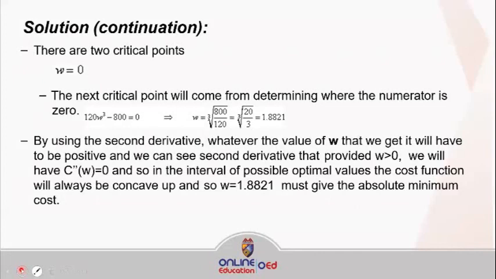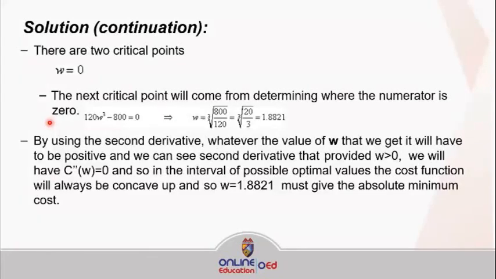And then for the critical points, we have the first critical point as 0. And next, the critical point will come from determining where the numerator is 0. Because the rule for determining the critical point is either the value is equivalent to 0 or the value is undefined. So for this problem, yes.